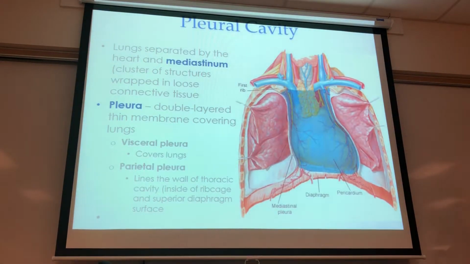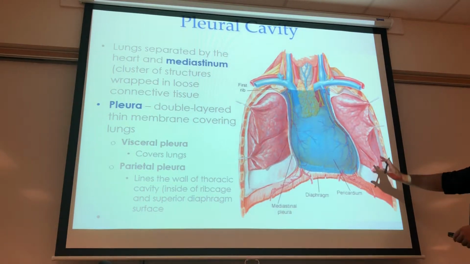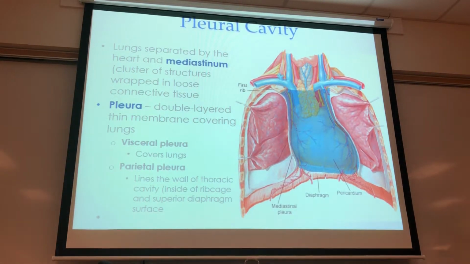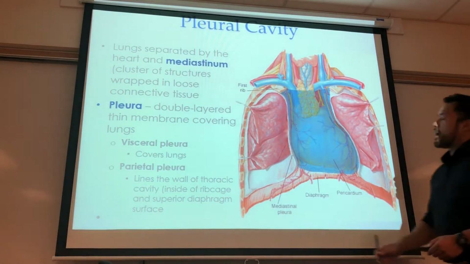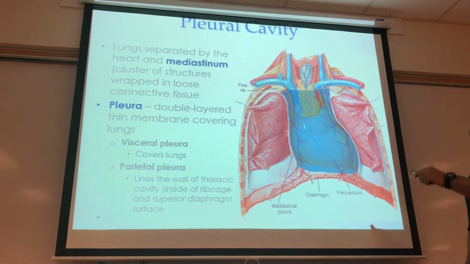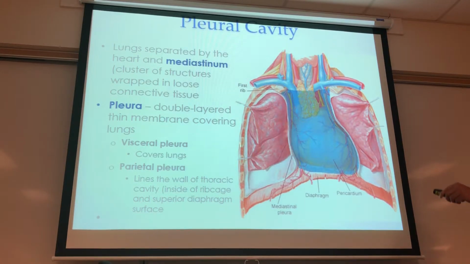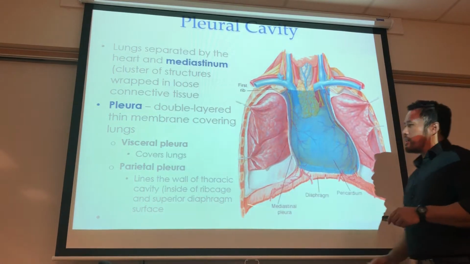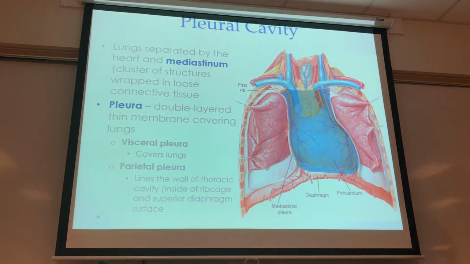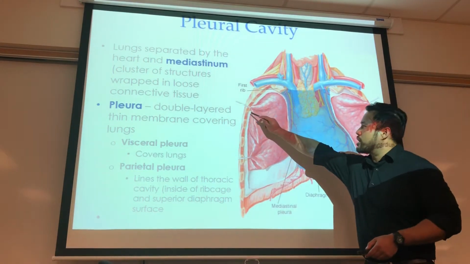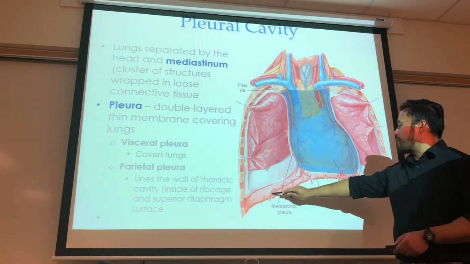Next slide. Pleural cavity. Pleural cavity is basically the cavity that surrounds the lungs. So the lungs aren't just sitting amongst the ribs and the intercostal muscles or anything like that. They're actually covered by pleura. So the pleura is actually double layered. It's got one layer on the inside, one layer on the outside, of which the visceral layer is the one that actually covers the lungs themselves. The other layer, which is the parietal layer, is the one that actually lines against the thoracic cavity, right up against the ribs, and then the diaphragm itself.